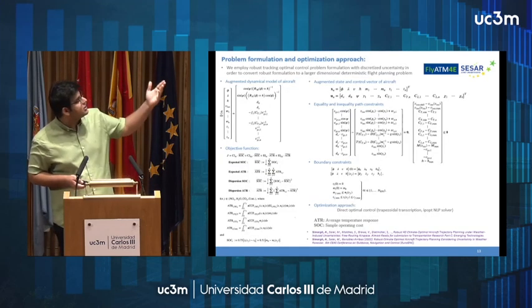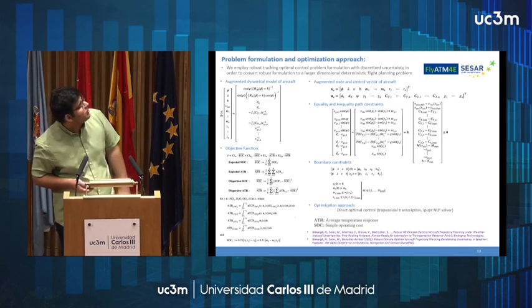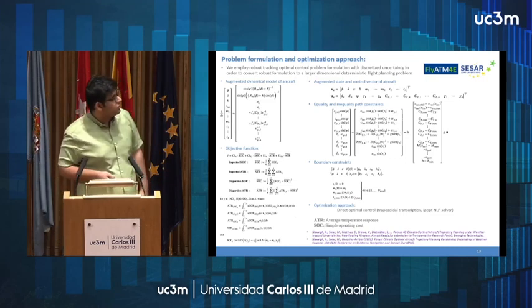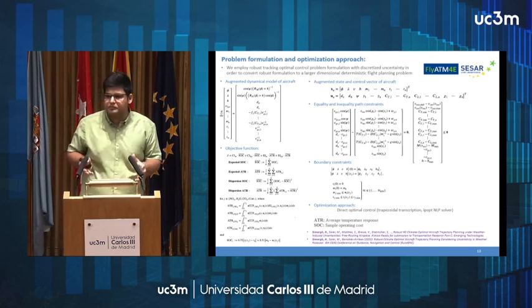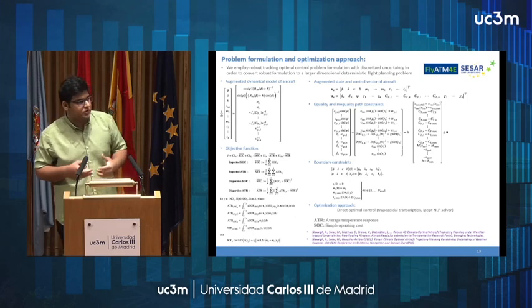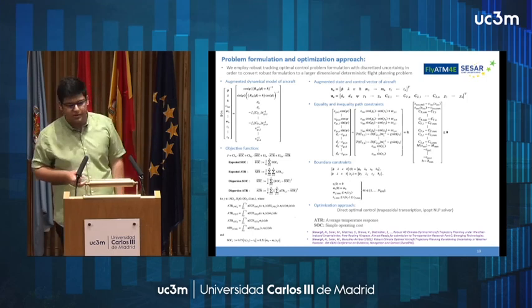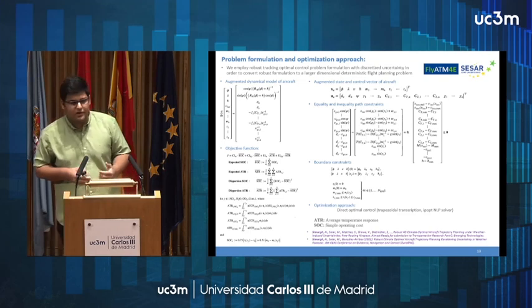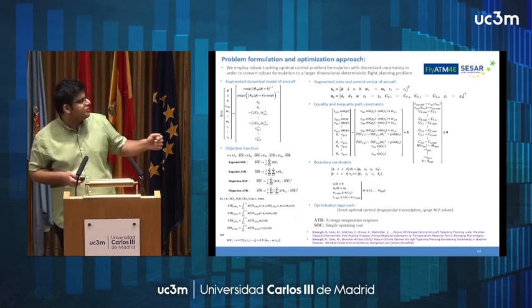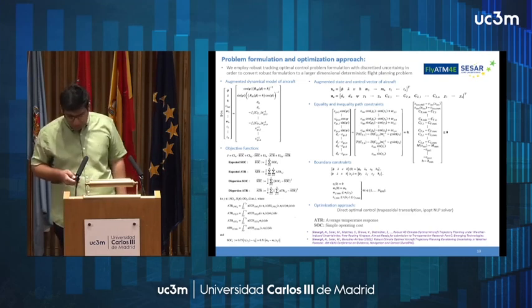And here is the problem formulation and optimization approach. I'm not going to present all of it, but basically we use a robust tracking optimal control problem framework to model this trajectory planning problem. And we discretize uncertainty and convert the robust formulation to a deterministic flight planning problem, which is then solved using a direct optimal control approach.